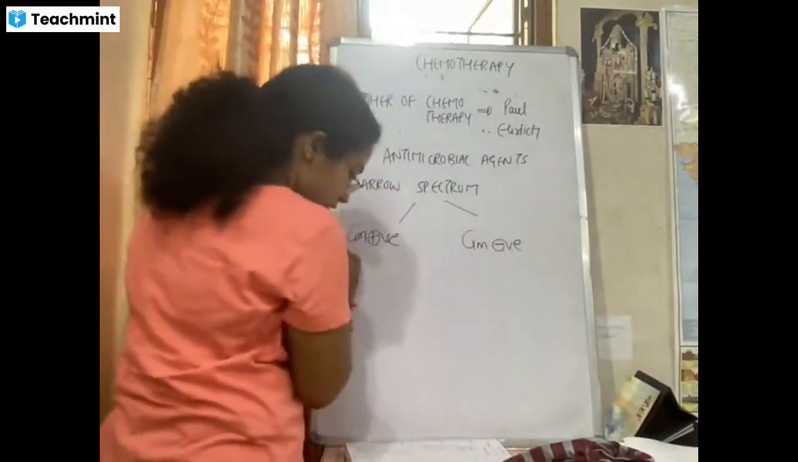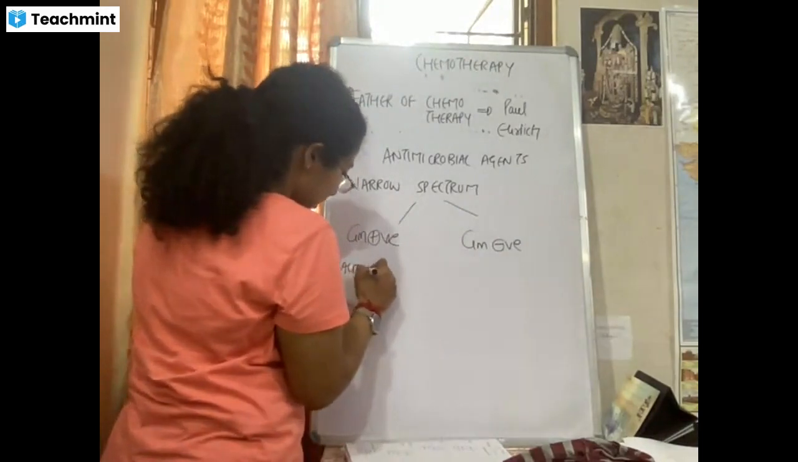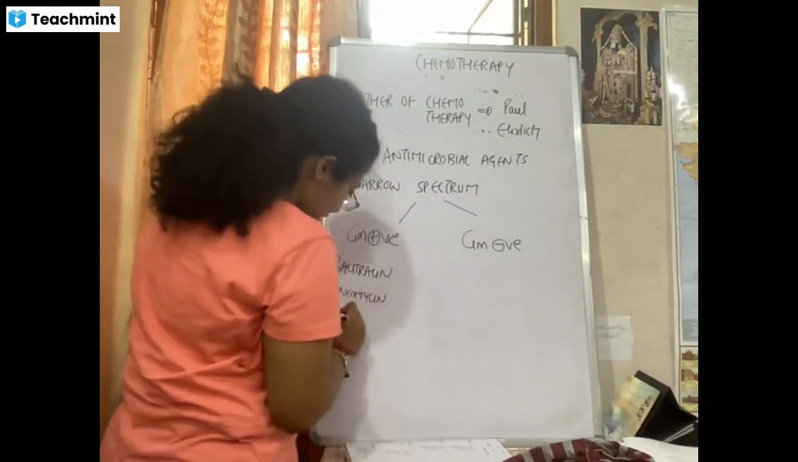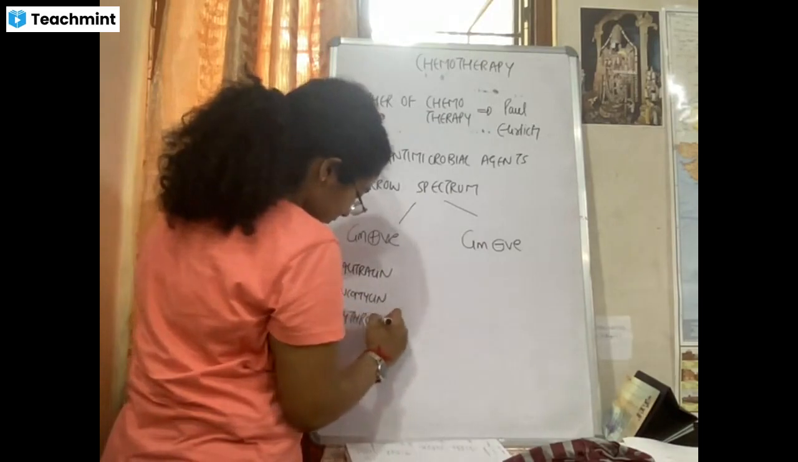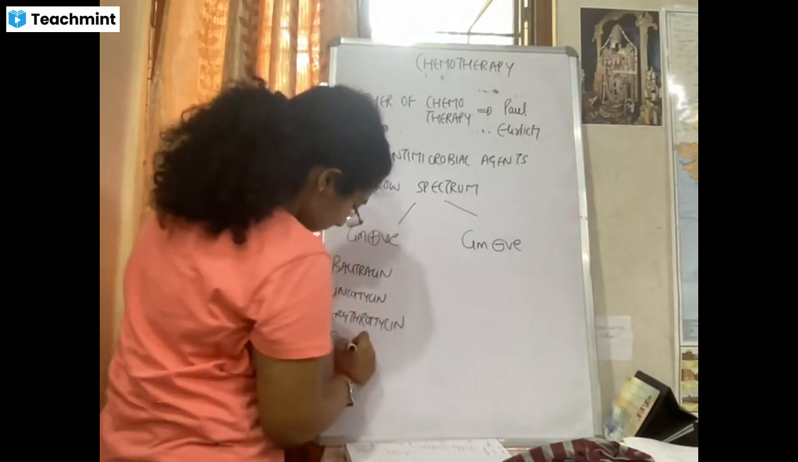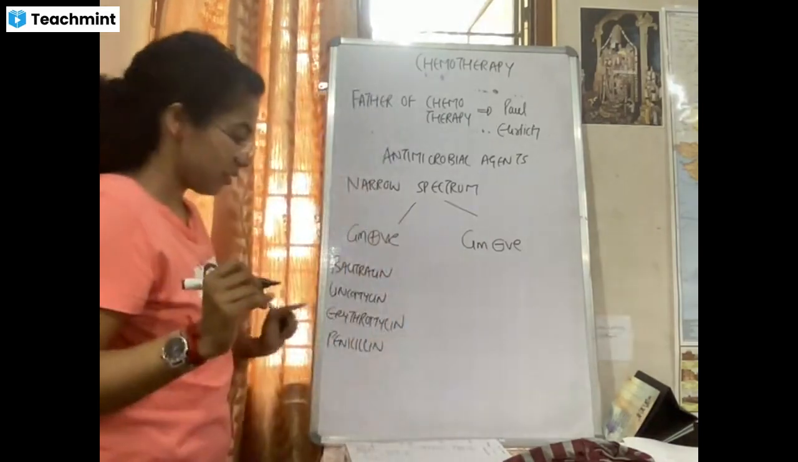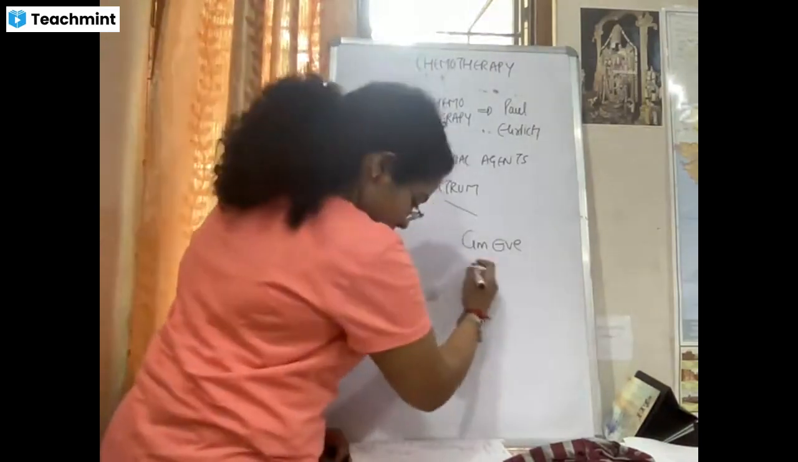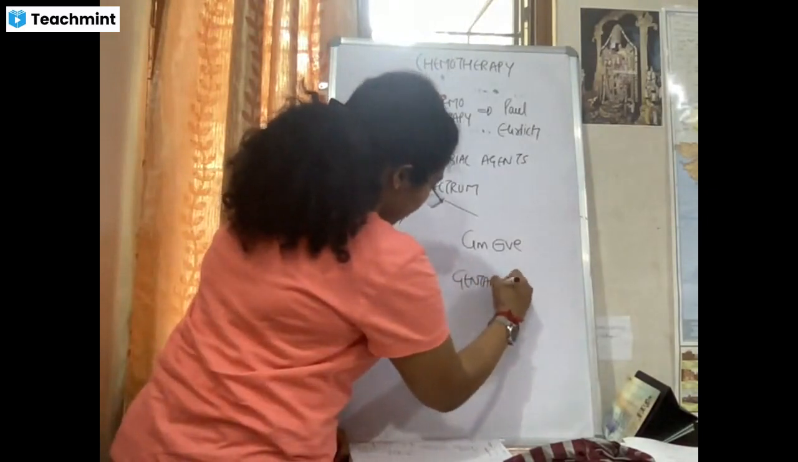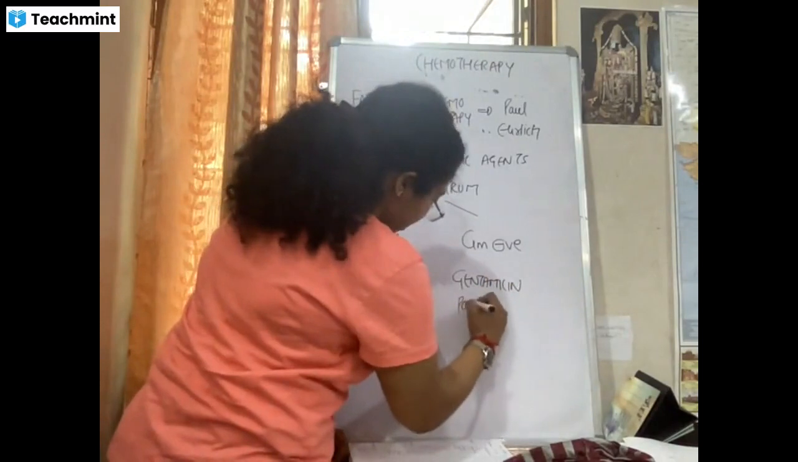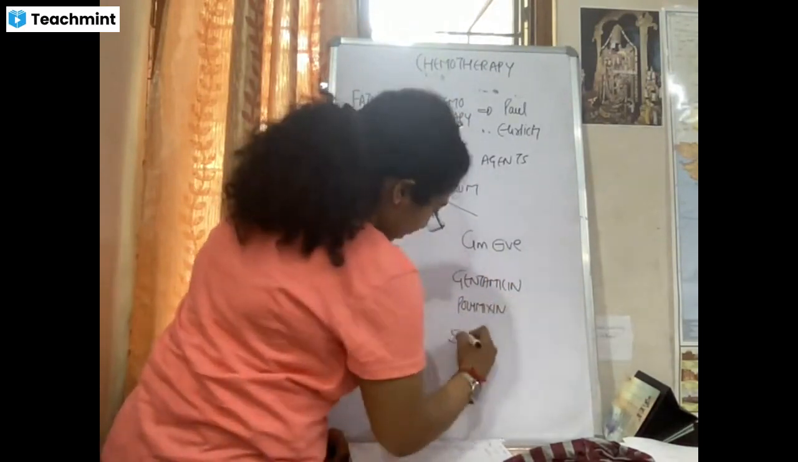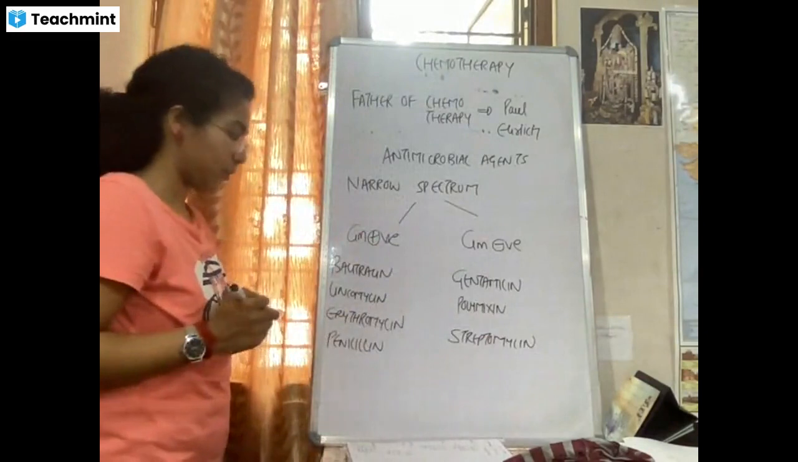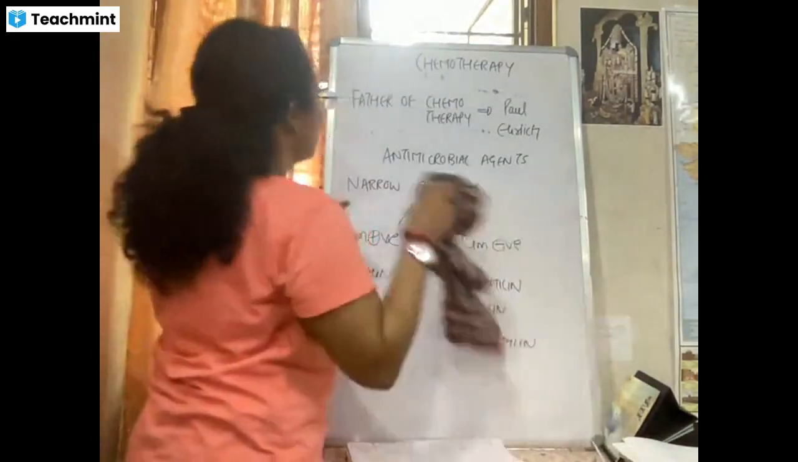The drugs acting on gram positive are bacitracin, lincomycin, erythromycin, penicillin. Bacitracin, lincomycin, erythromycin, penicillin, these are the drugs acting on the gram-positive bacteria. Now, the gram-negative bacteria drugs are gentamicin, polymyxin, and streptomycin. Gentamicin, polymyxin, streptomycin. These come under the narrow spectrum.